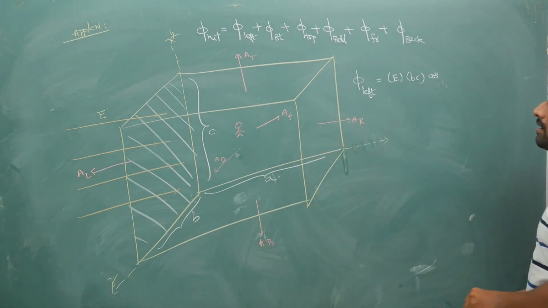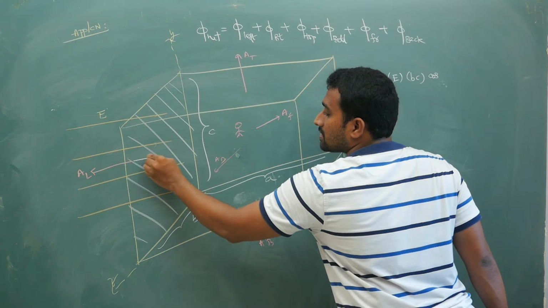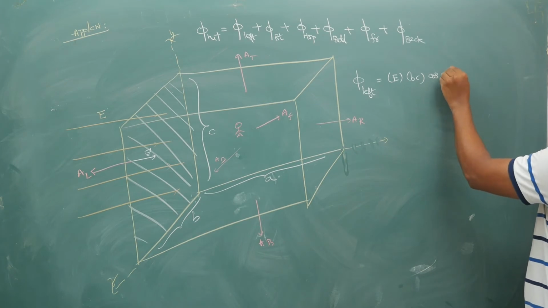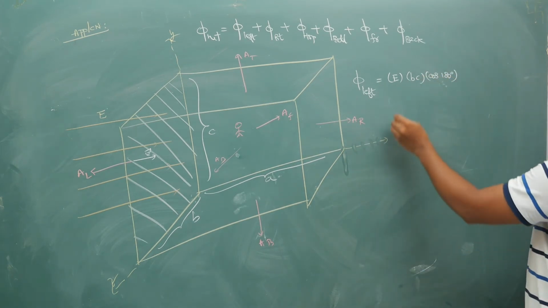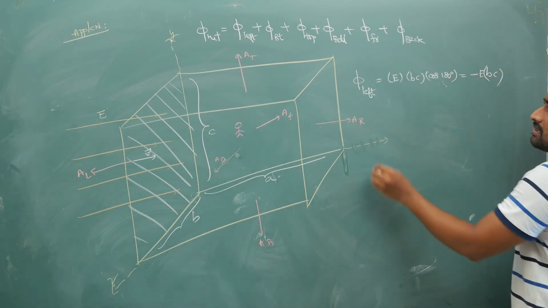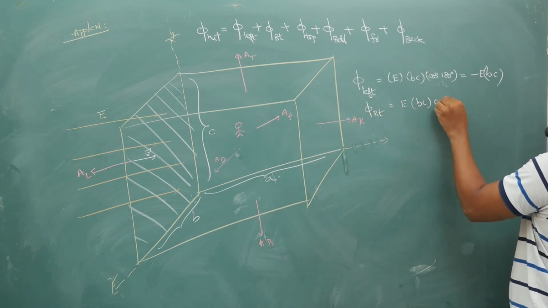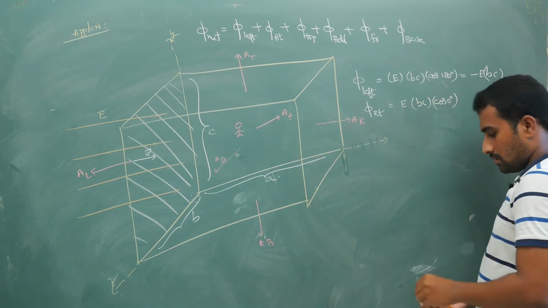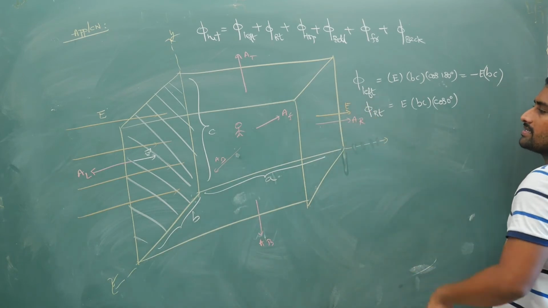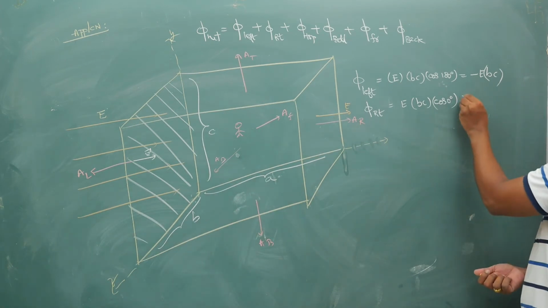Now the angle between the E vector and the A vector: your E vector is towards the right, and here the angle is 180 degrees. So it is E times BC into cos 180 degrees, which will give you minus E times BC. Next, flux through the right surface: E times BC into cos 0, because if you look at this figure, your electric field is this way, along the x-axis, and the area vector of the right surface is also this way, so you are going to get E times BC.